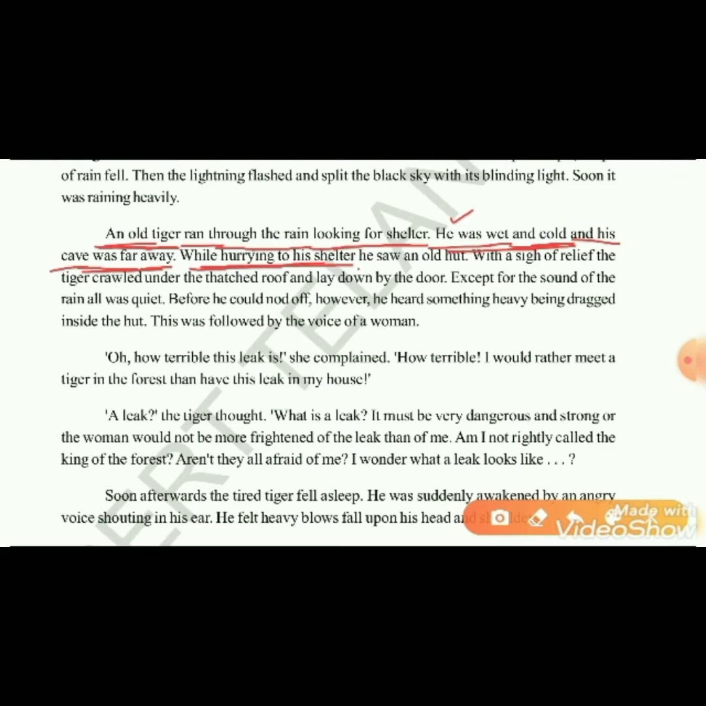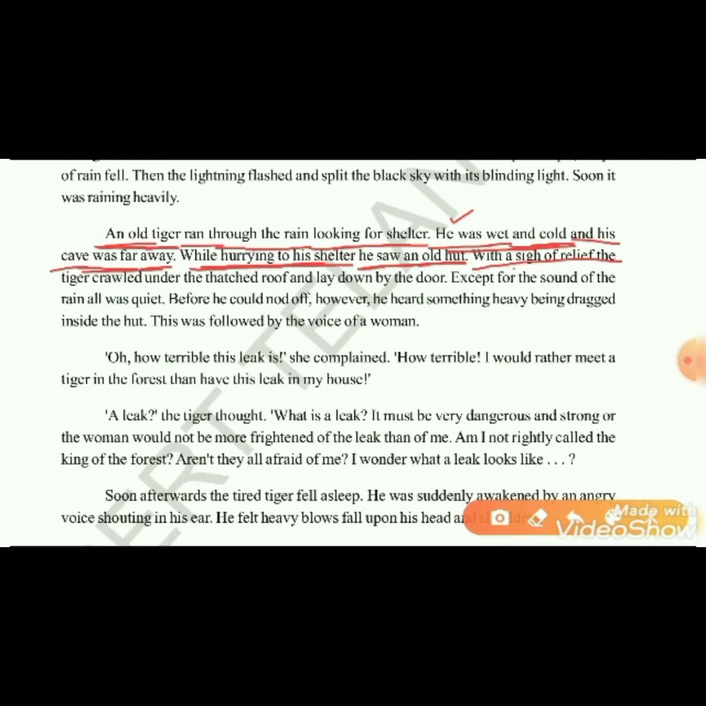So what is the meaning of hut? A small thatched house, where there are no concrete walls and all that. That we call an old hut. With a sigh of relief. So when you have a relief, with a sigh means that kind of pleasant relief. Then we call that expression a sigh.